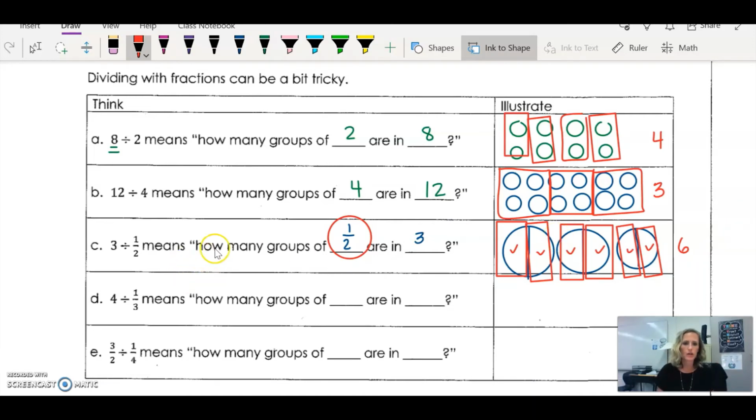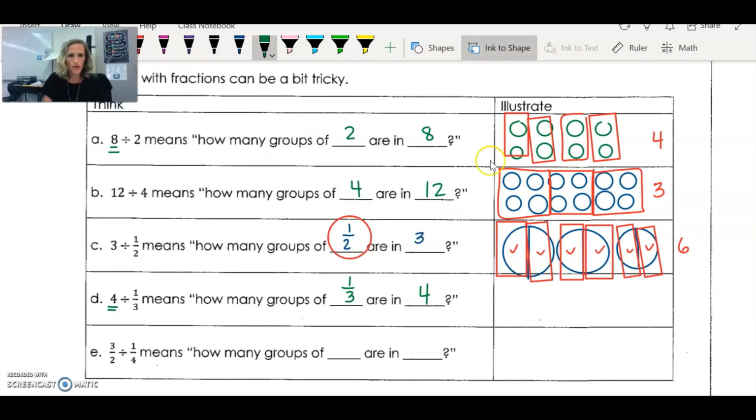All right, so now let's look at 4 divided by 1/3. Again, we're starting with 4 items, and we want to know how many groups of 1/3 are in those 4 items. So let me move my little floating head out of the way so I can make my 4 items. So 1, 2, 3, and 4. In this situation, we're looking at 1/3. So I'm going to divide each of my circles into thirds, which is kind of tricky, but it looks like this. So 1, 2, 3 pieces in each circle.